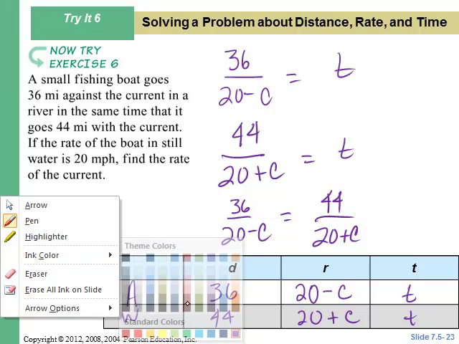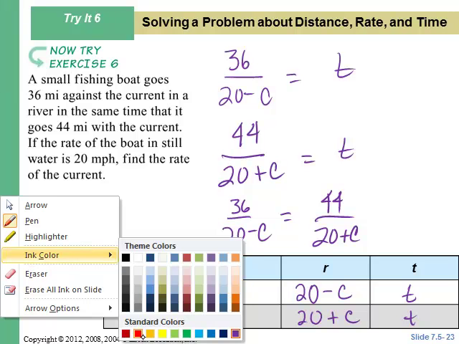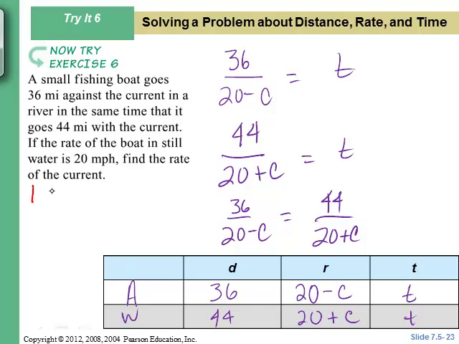I'm going to change colors, get our two equations, and we'll have 180 plus 36c, I'm cross multiplying, equals 880 minus 44c. 36 times 20 is 720. Excuse me. 720. Where I got the 180 from.